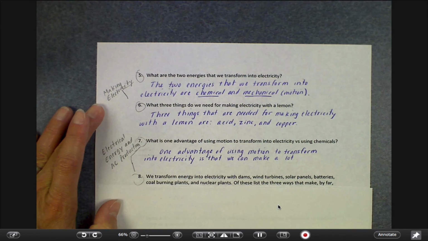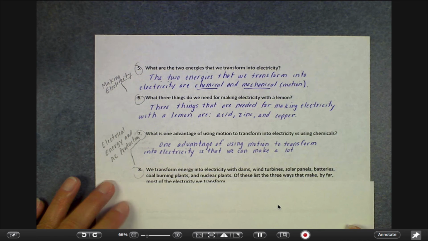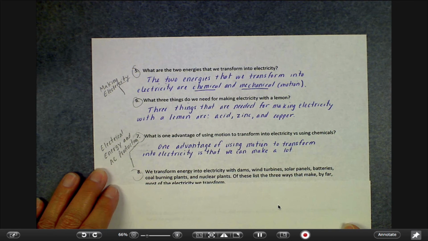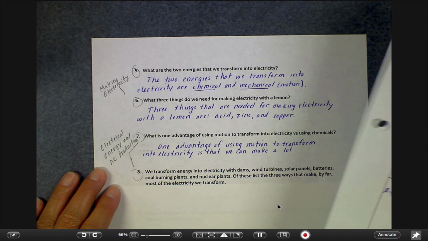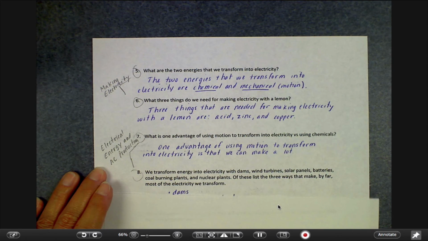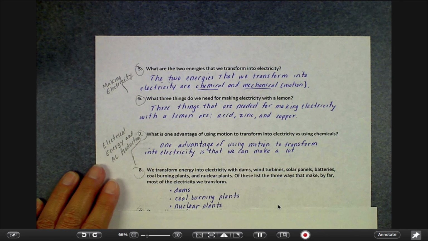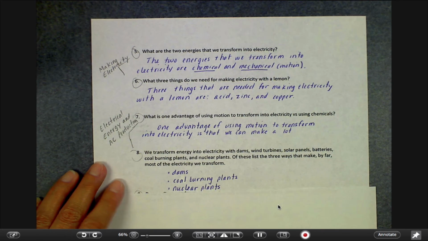And number 8, we transform energy into electricity with dams, wind turbines, solar panels, batteries, coal burning plants, and nuclear plants. Of these, list the 3 ways that make by far the most of the electricity that we transform. And we talked about that in the United States. We use dams, coal burning plants, and nuclear plants.